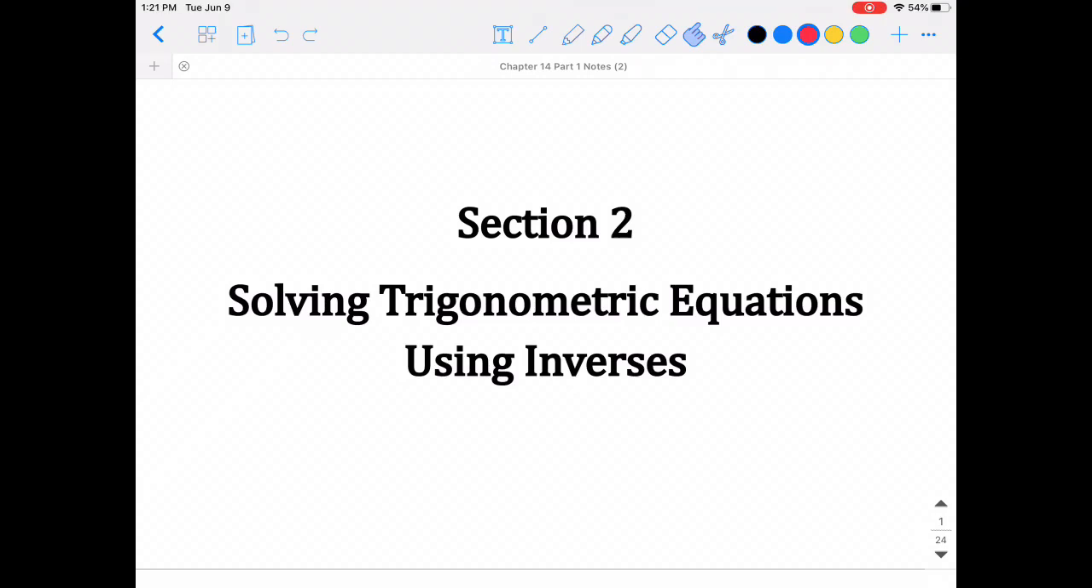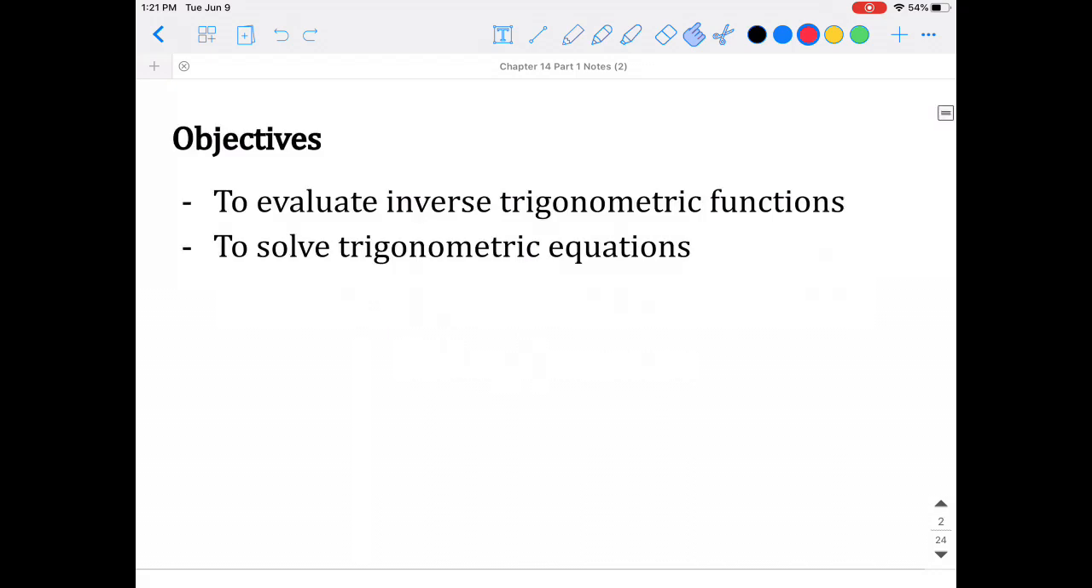Hey guys, so today we're going to talk about chapter 14, section 2, which is solving trigonometric equations using inverses. We have talked about inverses before, but now we're going to talk about them in terms of trig. Our objectives for this section are to evaluate inverse trig functions and to solve trigonometric equations.